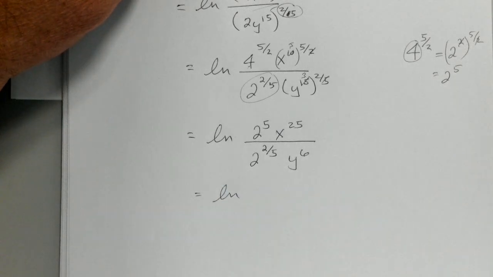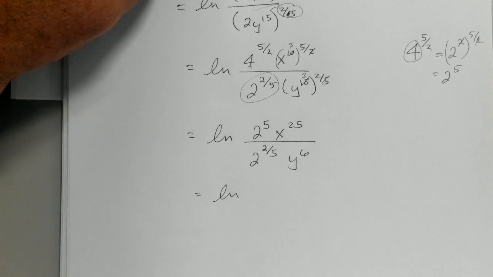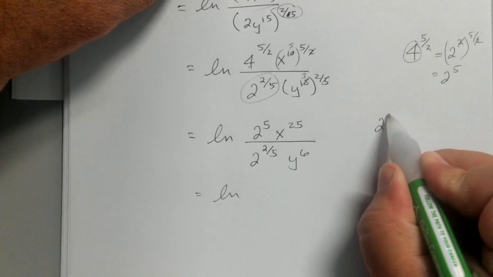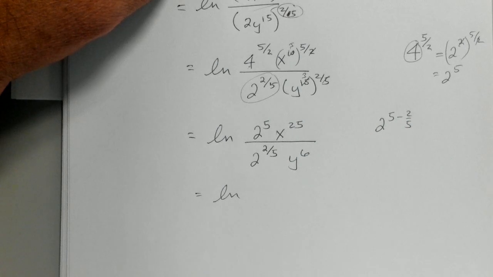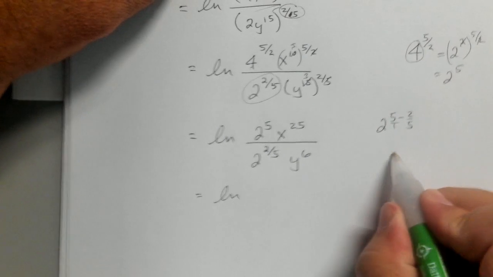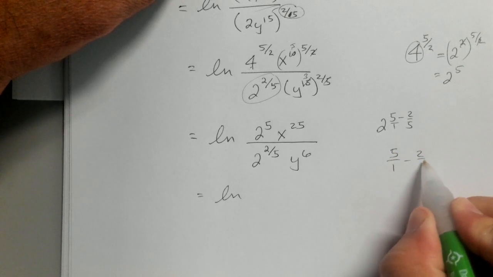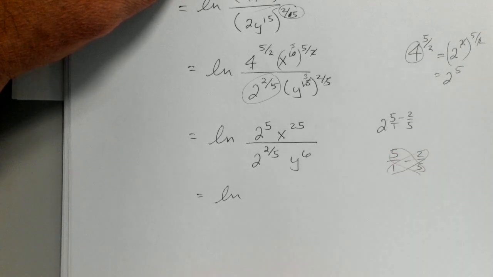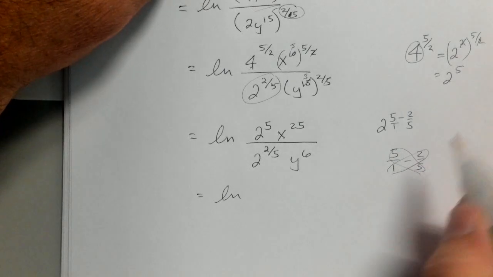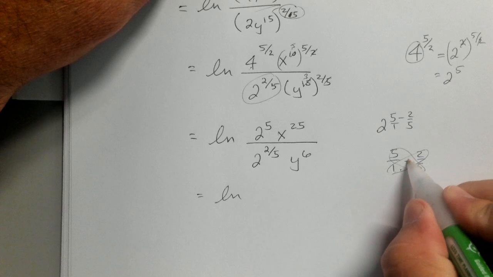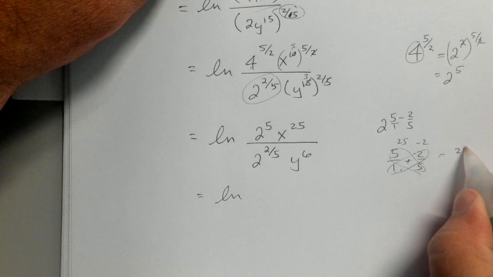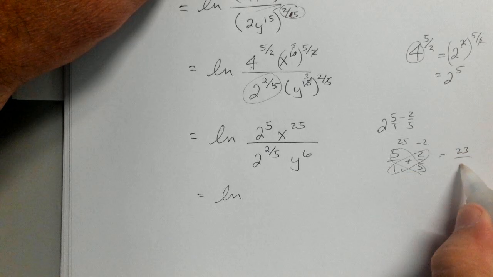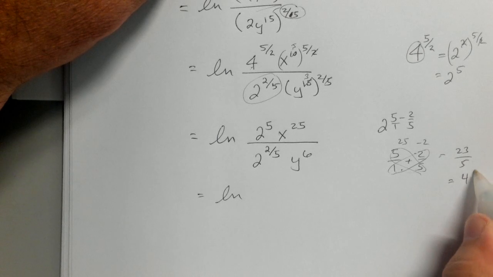Are we done? No. Why not? The 2. So we have 5 minus 2 over 5. If you don't remember how to subtract fractions, use the butterfly method. It's a great thing. I love the butterfly method. So it's 25 minus 2, which is 23 over 5, which makes it 4 3/5.